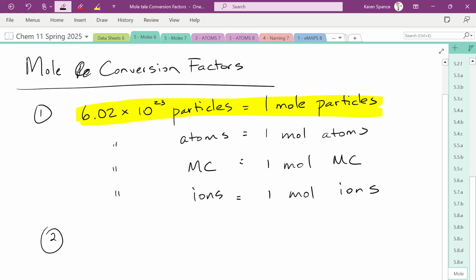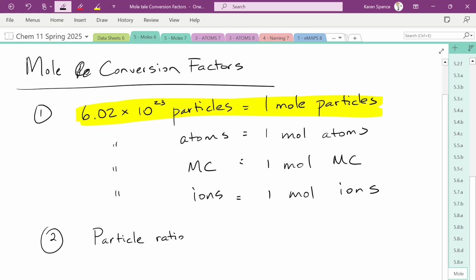We learned another one in class last day. What was that other one that we learned? Atoms and molecules. We learned the particle ratio. And the particle ratio is not as nice to write down because it isn't the same every time.